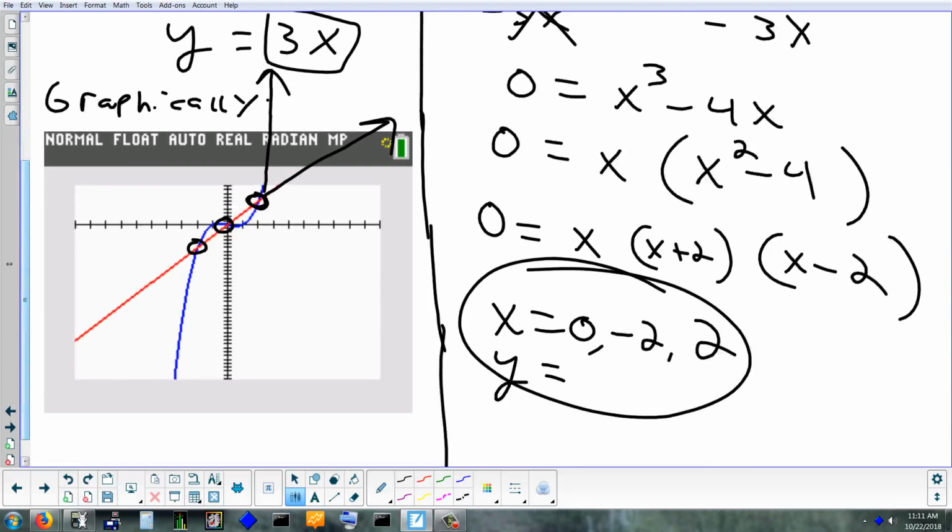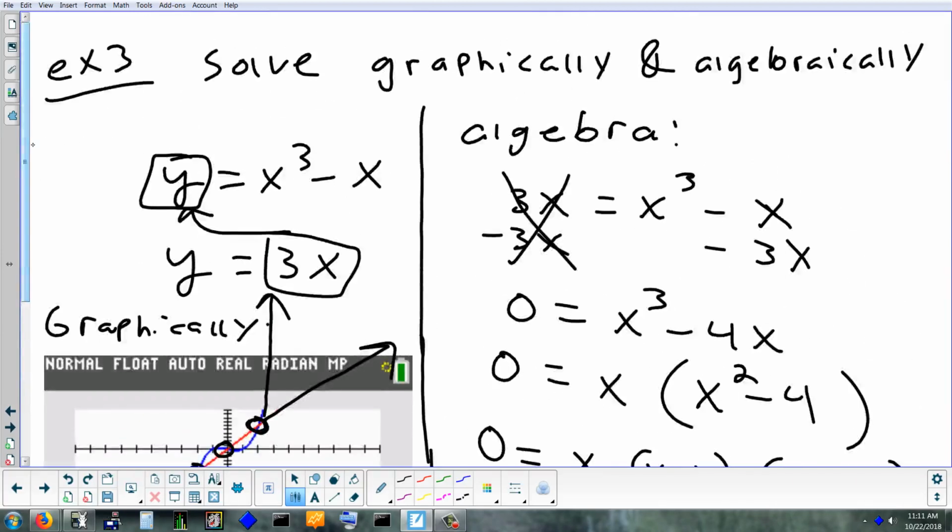How do I get the y values, now that I have the x's? You just do the second calc. Okay, if we were going to do it with the calculator, we could do second calc intersect. How about if I was going to do it by hand? Just plug them in for x. And you could use either one. I would use the bottom one because they're simpler.